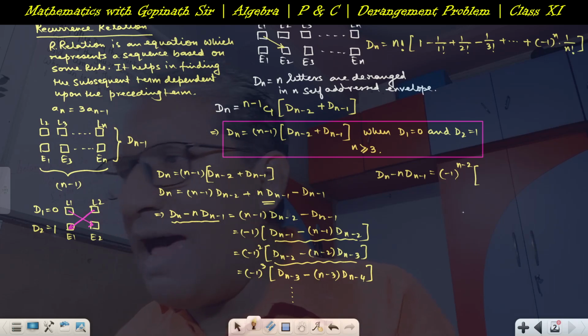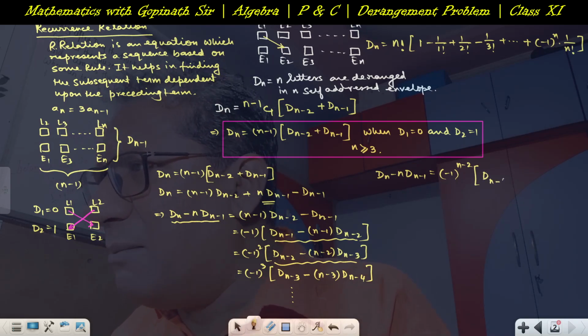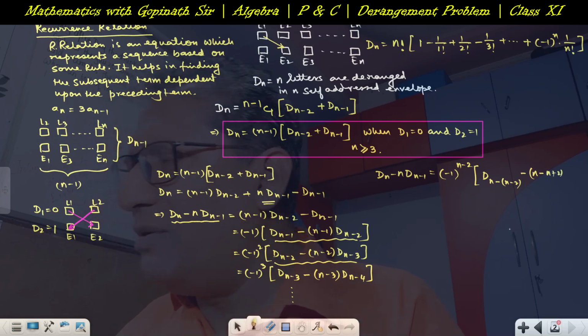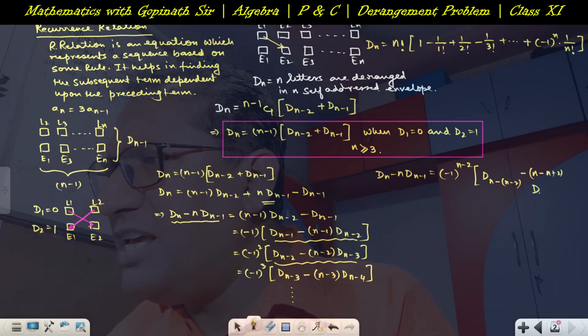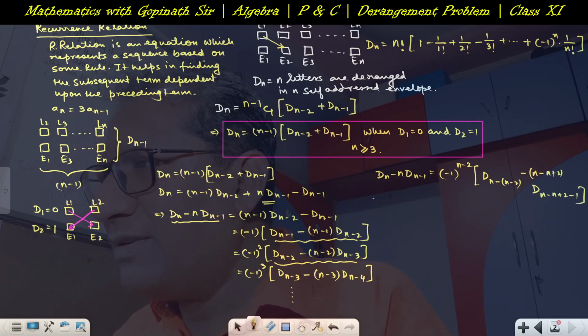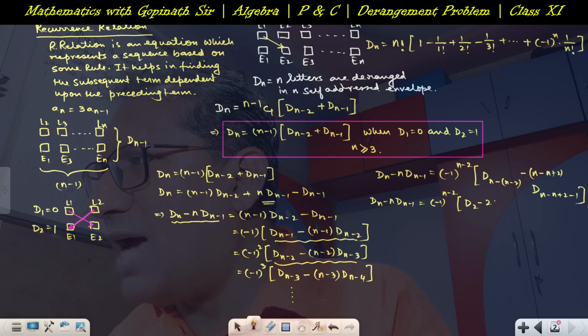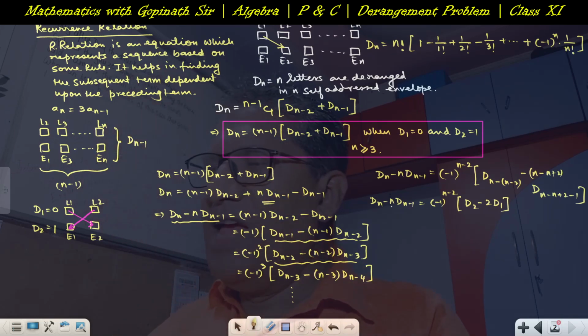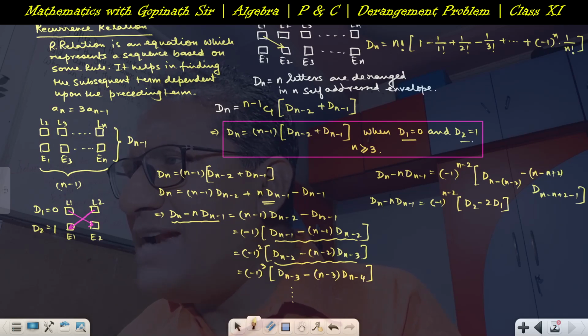So in that case, what will happen? If this is n minus 2, it will be d of n minus n minus 2 d of n minus 2. This one will become plus then. And in this case, it will be d of n minus n plus 2 minus 1. So what we are getting? dn minus n dn minus 1 is minus 1 whole to the power n minus 2. This is your d2 minus 2 times d1. Am I correct? Now we already got that d1 is 0 and d2 is 1.